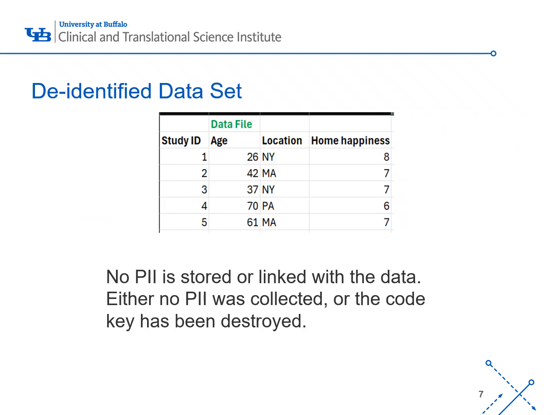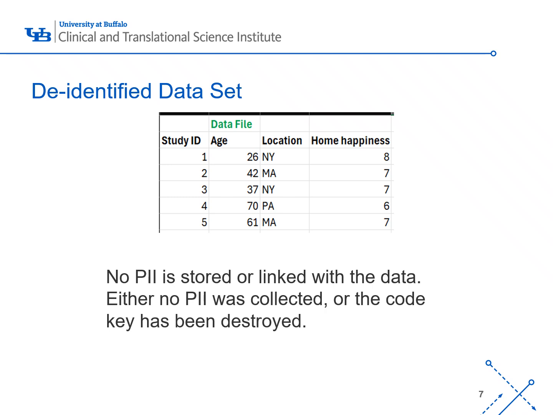This is a simple example of a de-identified data set. You did create a study ID number, which is shown in the first column on this slide, but all of the data points otherwise shown here are not considered to be personally identifiable information. In a de-identified data set, no personally identifiable information is stored or linked with the data.